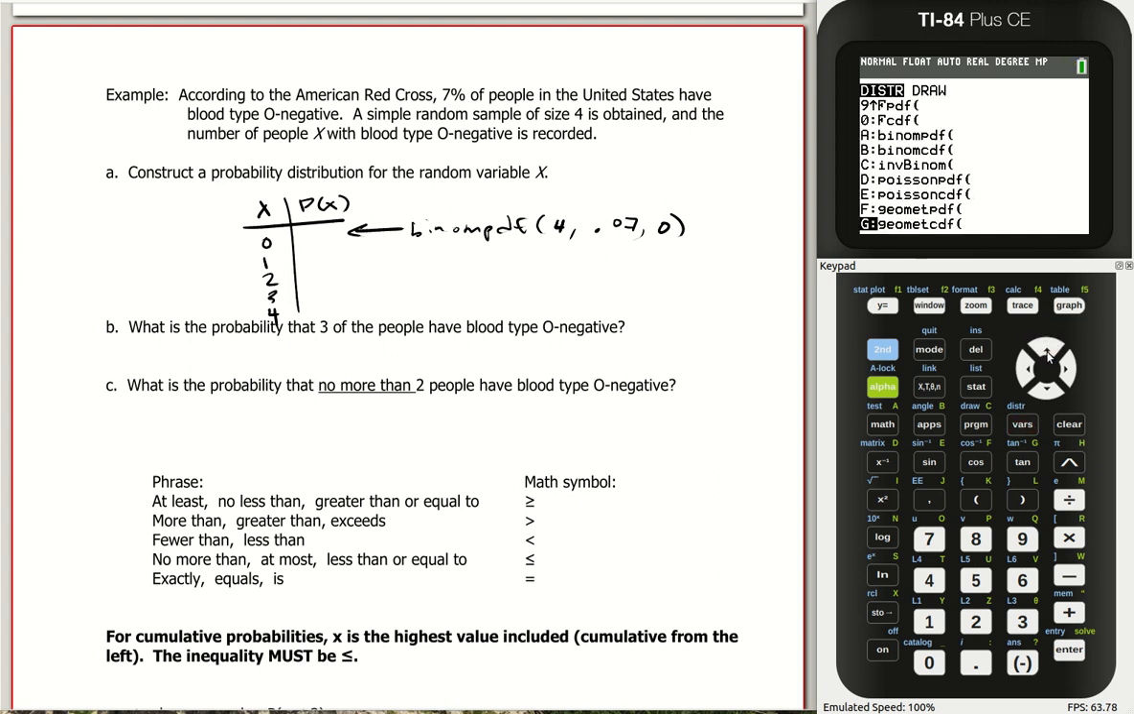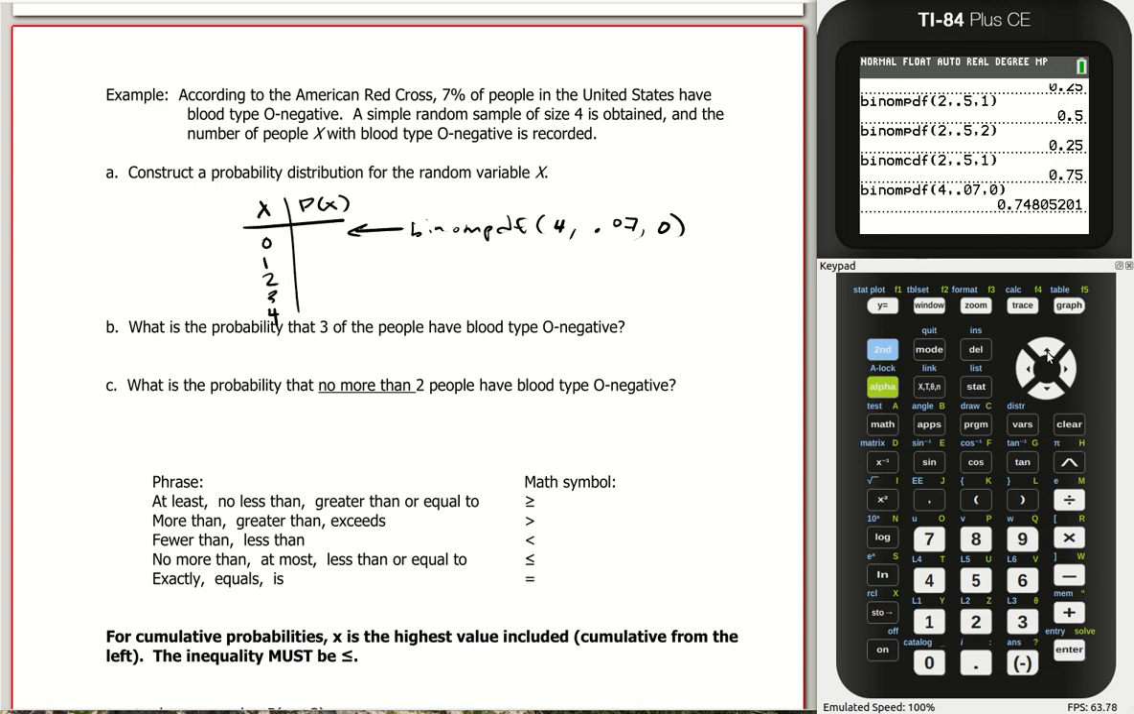And so I'm going to go back to binomial PDF. We have 4 trials. Probability of success is 7%. What's the probability that none of them have type O negative blood? And it is a 74% chance. It's pretty likely, since there's only a 7% chance that someone has that. If you only pick 4 people, then you can see here it's pretty likely, around 75% of the time, that none of them have that blood type.